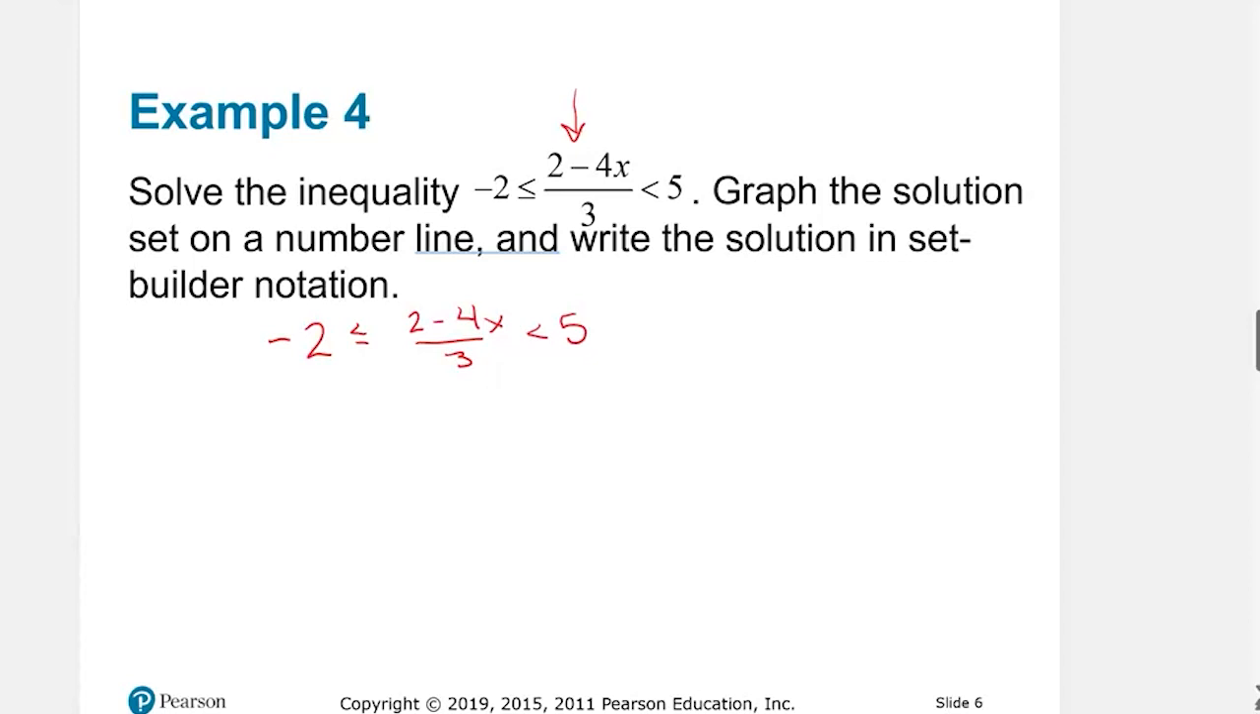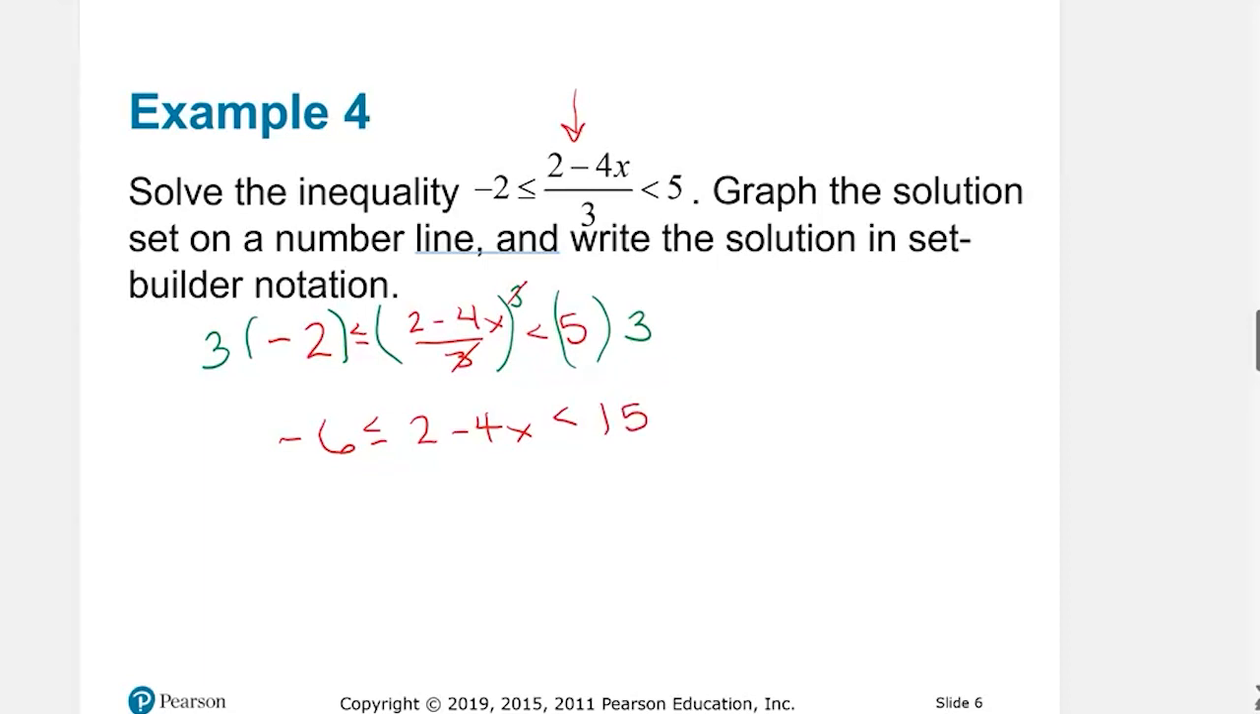So first thing I can do is multiply all of it by 3, which means I multiply this piece by 3, and this piece by 3, and this piece by 3. And when I do that, here I get -6, and it's +3, so I don't have to flip the inequality. So it's less than or equal. And then this 3 will cancel with this 3, and I'll get 2 minus 4x is less than 5 times, that should be a 3, not a 5. Sorry about that. So less than 15, okay?